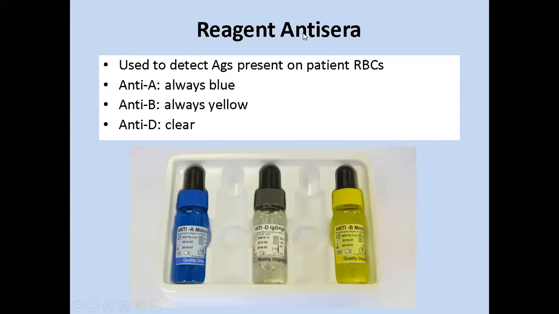In blood bank, the reagents used for ABO typing are pigmented intentionally to reduce mistakes. So anti-A is always going to be blue, no matter where you are, no matter what company's reagent you buy. Anti-B is always going to be yellow, and most of the other ones are clear. Here you see a vial of anti-D, and that is just clear.